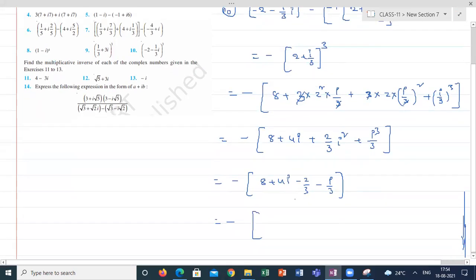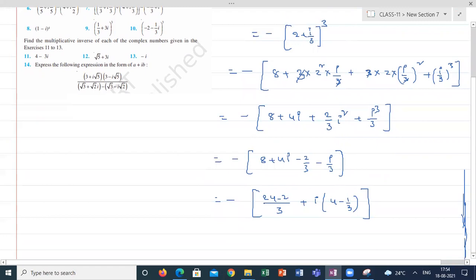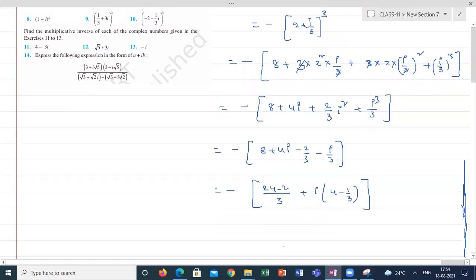Minus of 8 minus 2 by 3. How much? 24 minus 2 by 3. If I am taking i common, 4 minus 1 by 3. So finally I am getting an expression of minus 22 by 3 minus 11i by 3. Check whether my answer is right or wrong.